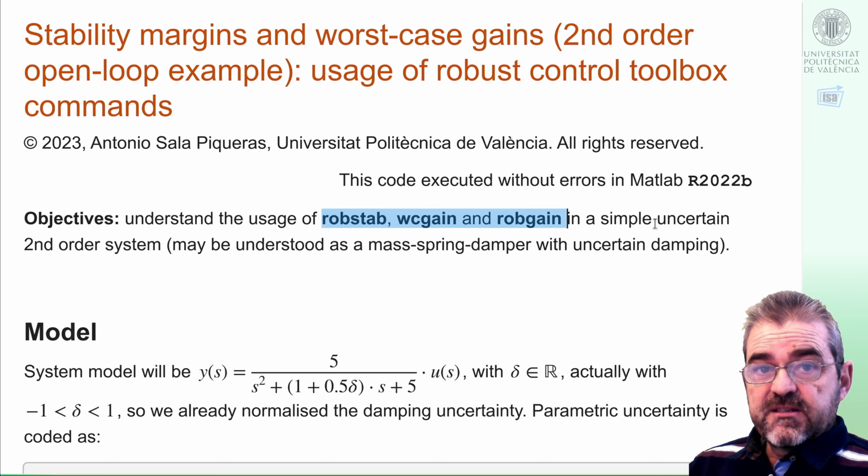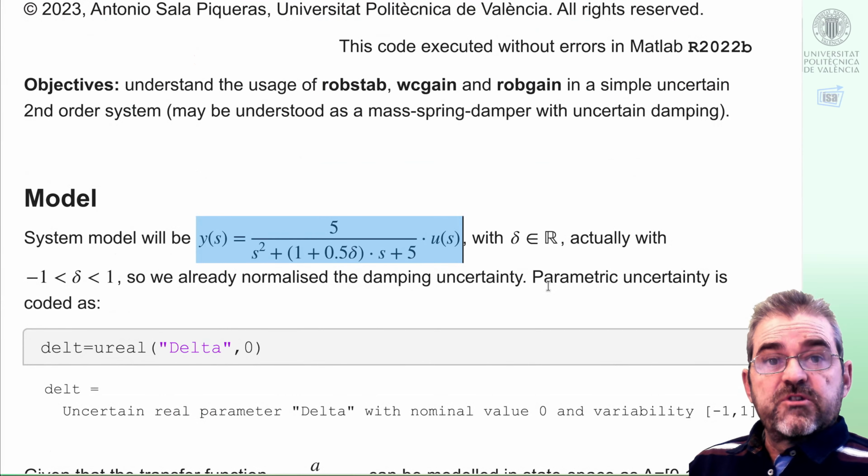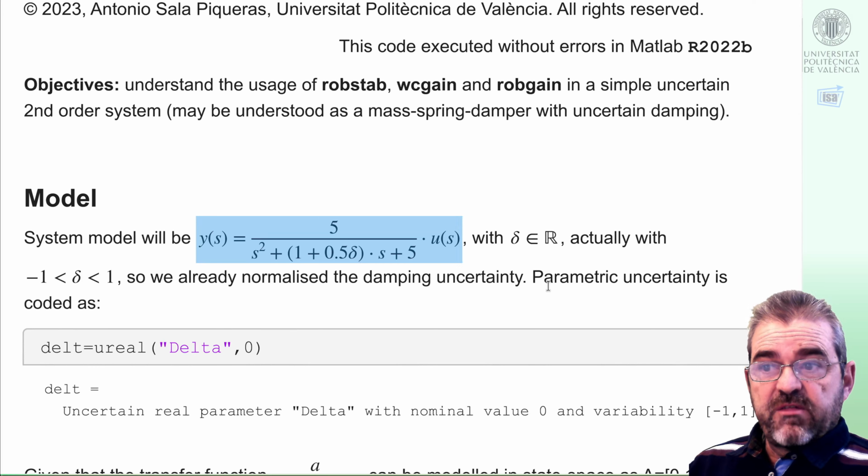In order to keep things simple, we'll just consider an open loop second order system with uncertain damping to better apprehend what we are doing. The actual use of this is usually in the context of closed loop weighted generalized plants, etc. in robust control design, but we'll stick to this mass spring damper system to better understand physically what we are doing. So this will be the model we are going to work with.